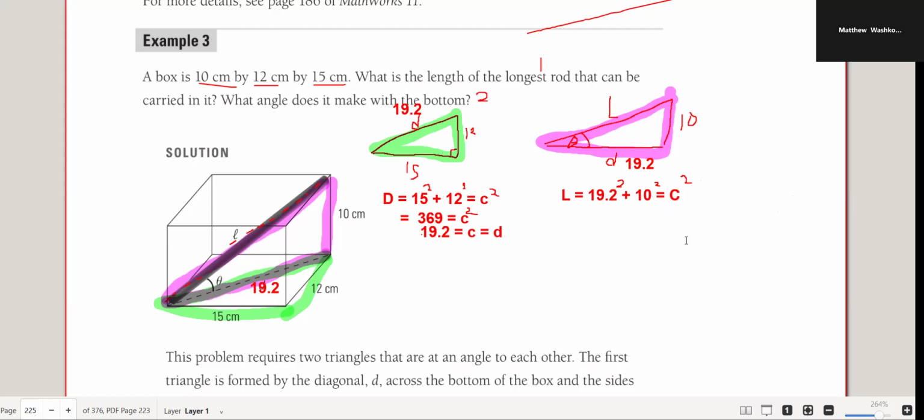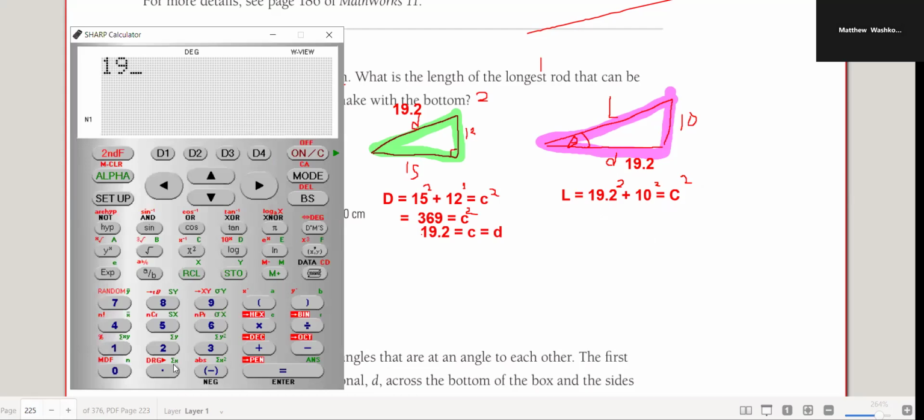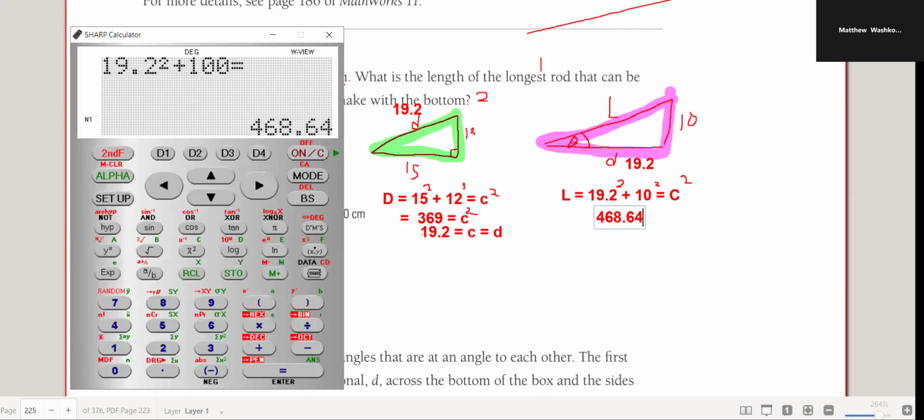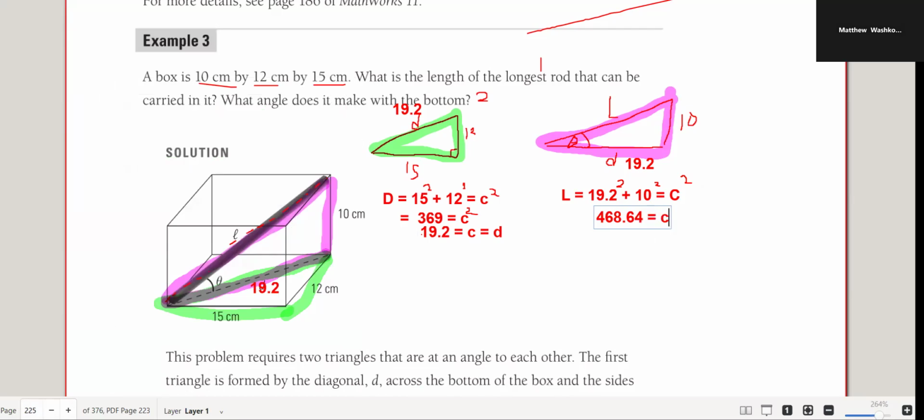All right, so now all I have to do is just times it out, right? 19.2 squared plus 10 squared, which is just going to be 100. 468.64. Double check. Yes. Is equal to c squared. I need to, of course, square root that whole thing.